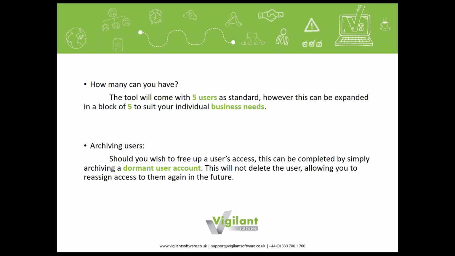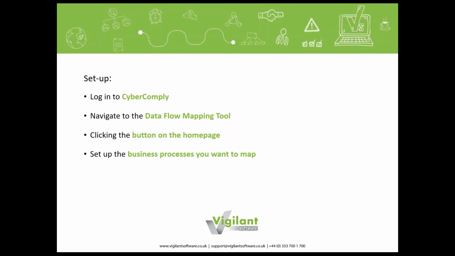Also, with those 5 users, if you know you're going to only ever need 5 people at any time using the product, what you can do is essentially archive a user. It frees up that person's access, so you can then administer that to somebody else within the organization or to an external body, maybe if you're using a consulting firm or a separate legal body entirely.